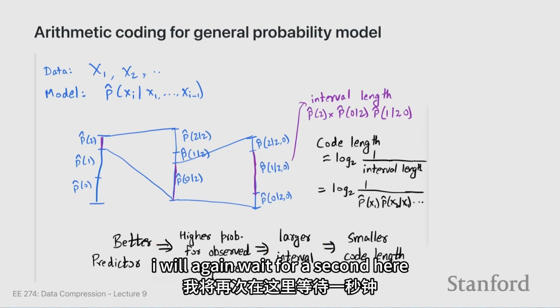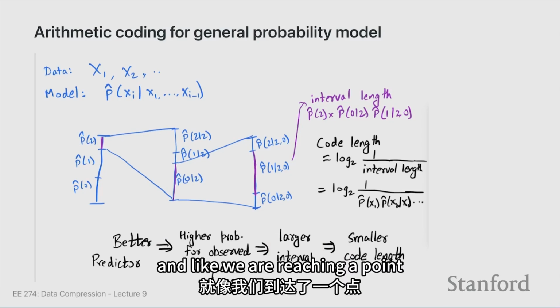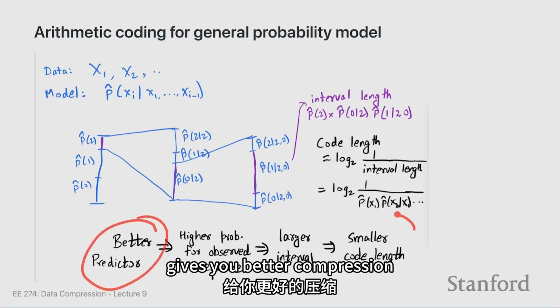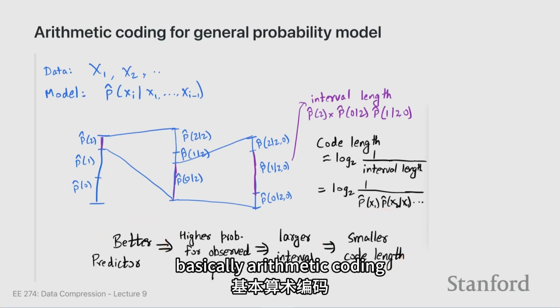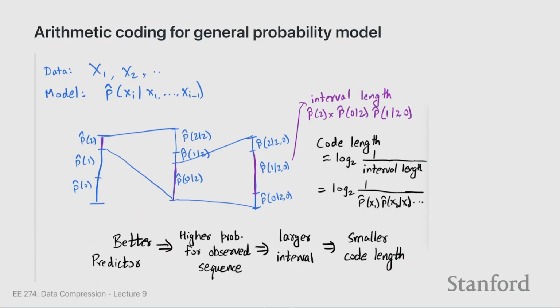Okay, I will again wait for a second here. We are reaching a point where you can now forget about arithmetic coding. Just remember that better prediction gives you better compression, and that's all you need for the rest of the lecture basically. Arithmetic coding is just a tool to get you there. Any questions?